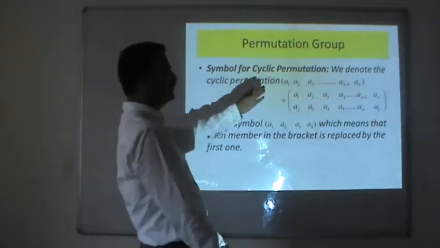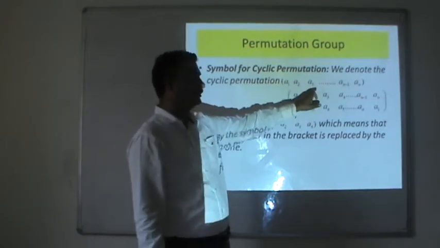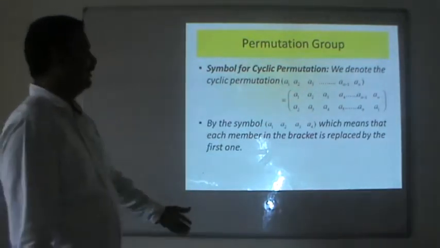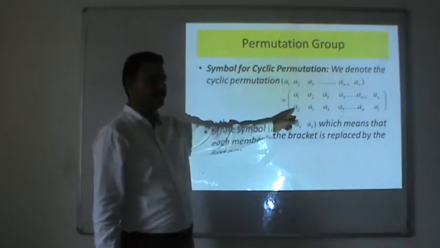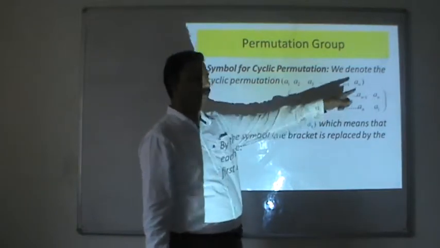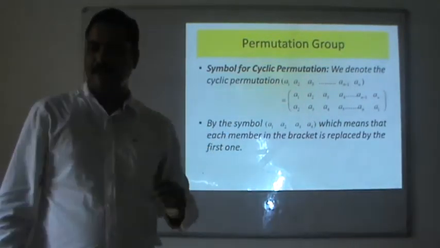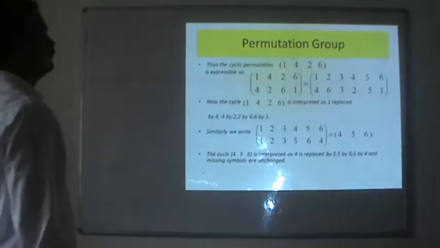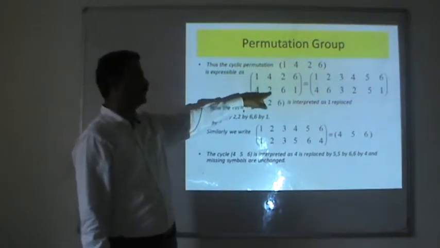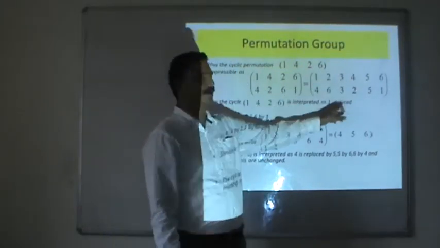Now, the symbol for a cyclic permutation. Usually we denote a cyclic permutation by a small bracket containing elements like a1, a2, a3 up to an. Suppose your cycle consists of n distinct elements. This cycle can also be written as a permutation in this manner: a1 goes to a2, a2 goes to a3, a3 goes to a4, and so on. So the symbol (a1, a2, a3, a4) means that each member in the bracket is replaced by the next one. Thus the cyclic permutation (1, 4, 2, 6) can also be written as: 1 goes to 4, 4 goes to 2, 2 goes to 6, 6 goes to 1. And the missing elements like 3 and 5 remain unchanged.